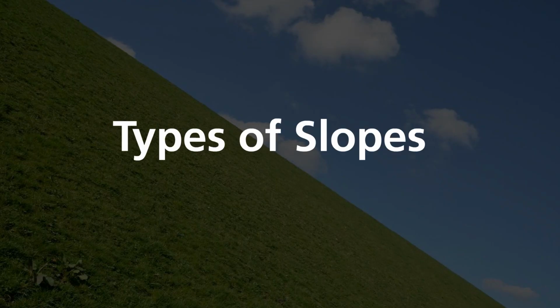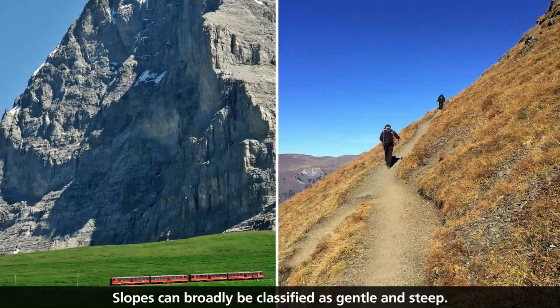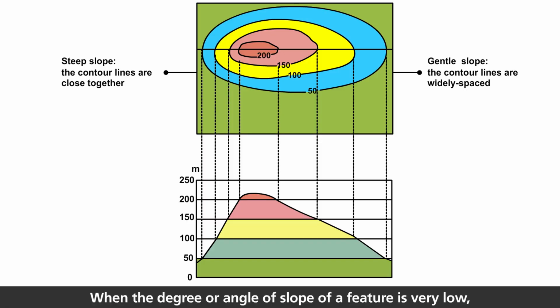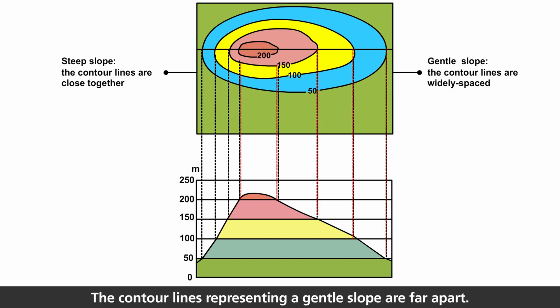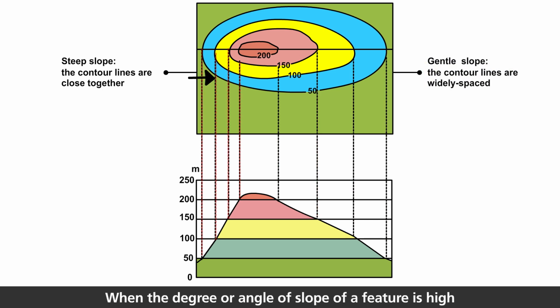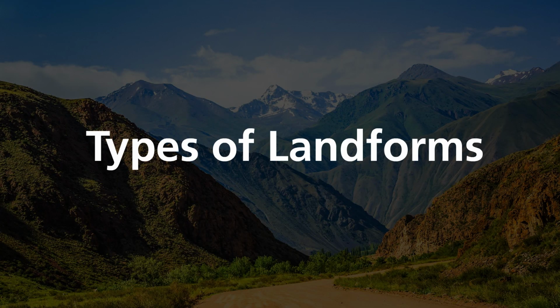Types of slopes. Slopes can broadly be classified as gentle and steep. When the degree or angle of a slope of a feature is very low, the slope will be gentle. The contour lines representing a gentle slope are far apart. When the degree or angle of slope of a feature is high and the contour lines are closely spaced, they indicate a steep slope.